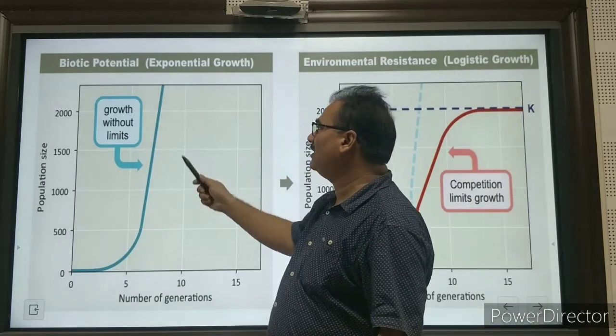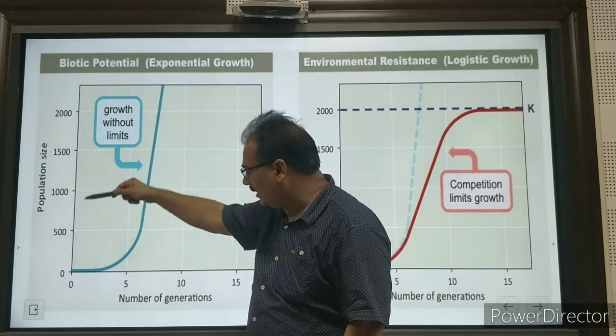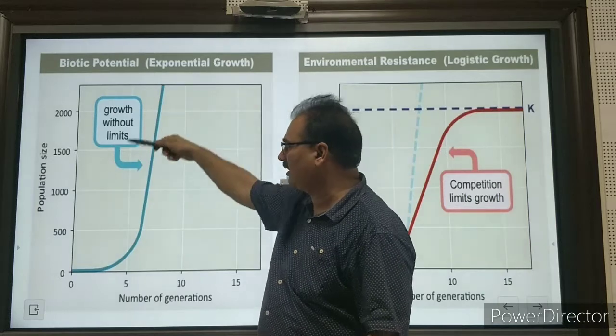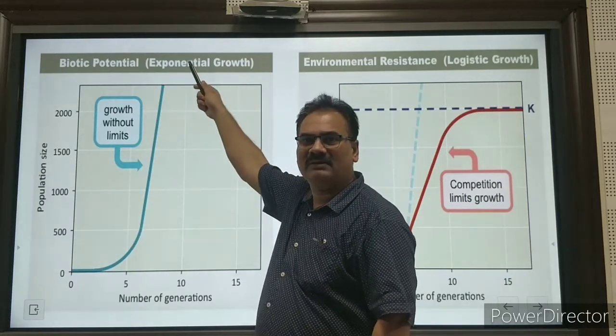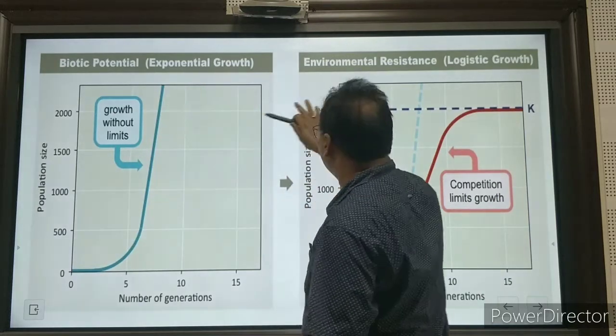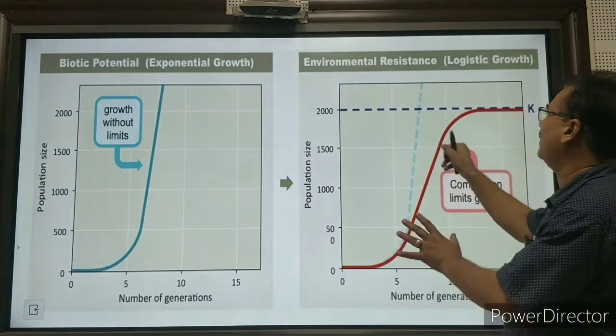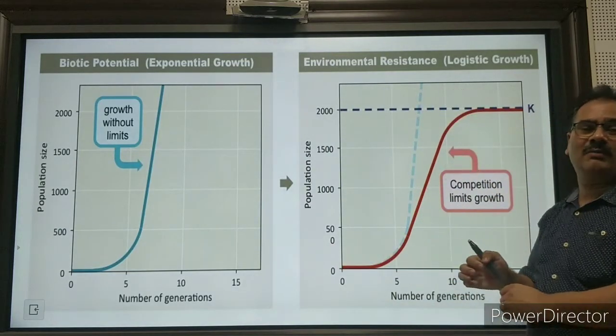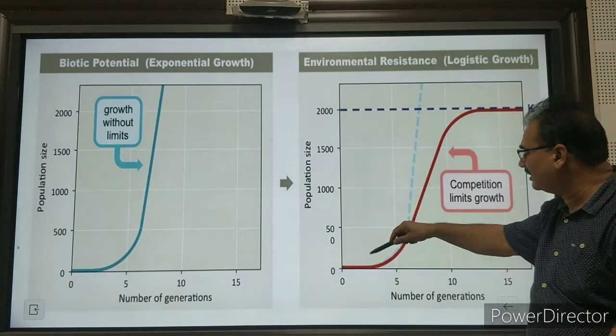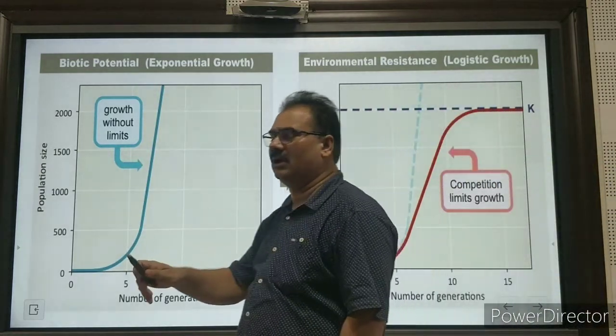This is known as exponential growth without limit. There is no limit, so see how fast the growth is increasing. That is the exponential growth. But here you look, this is environmental resistance. If environmental resistance is there, then all three kinds of mathematics are involved here.